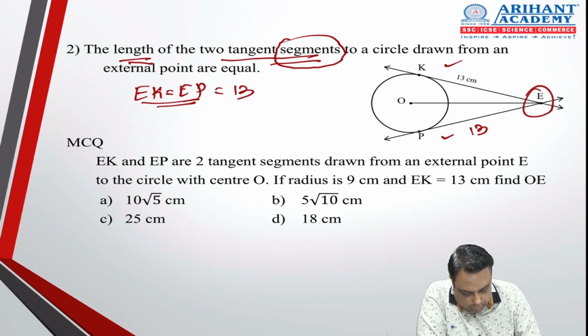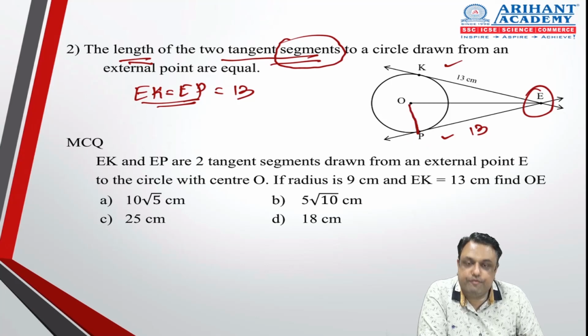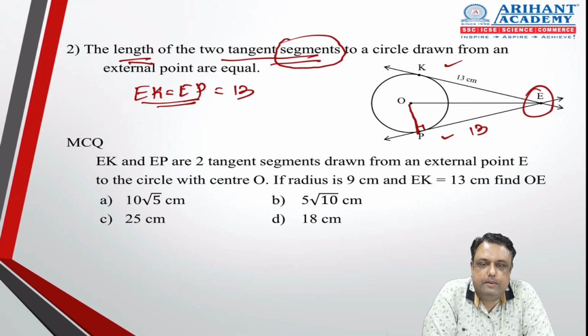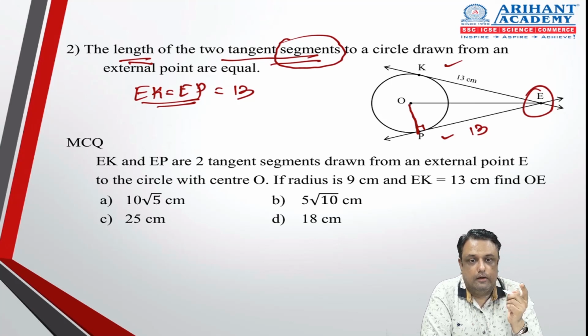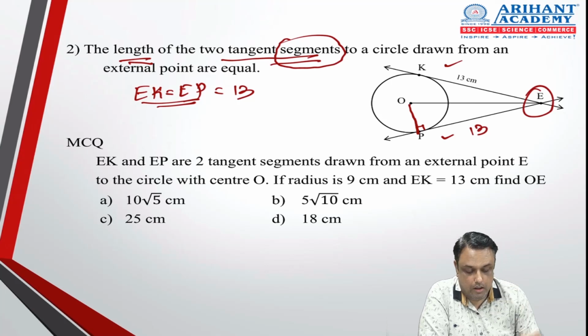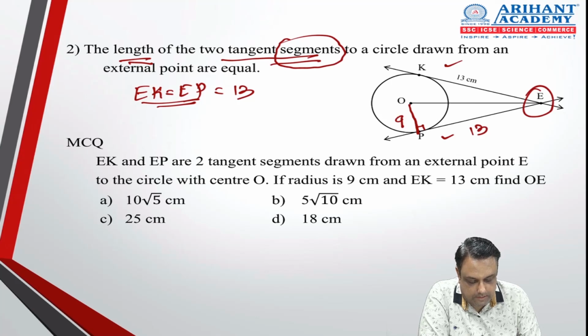Now, if I join OP, can I say OP will be perpendicular? The first MCQ which we did was a revision of that again. P is the point of contact which is common to the circle and the tangent, and the radius is always perpendicular. So OP is perpendicular and OP is given to be 9.